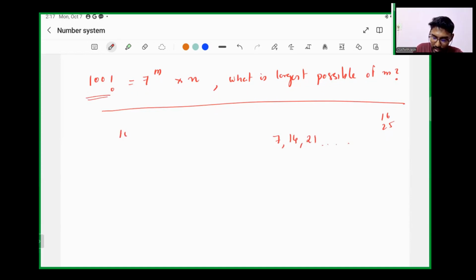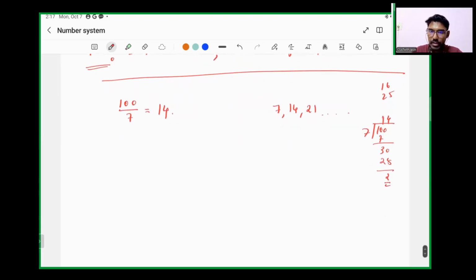So just do 100 divided by 7. 7 into 14 is 98, so you get 14. So there are 14 multiples of 7 inside 100. That's okay, but what is the issue here? 14 is not the right answer.